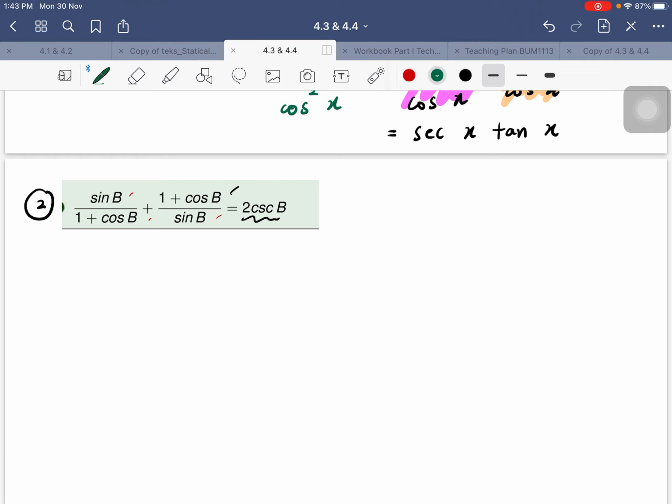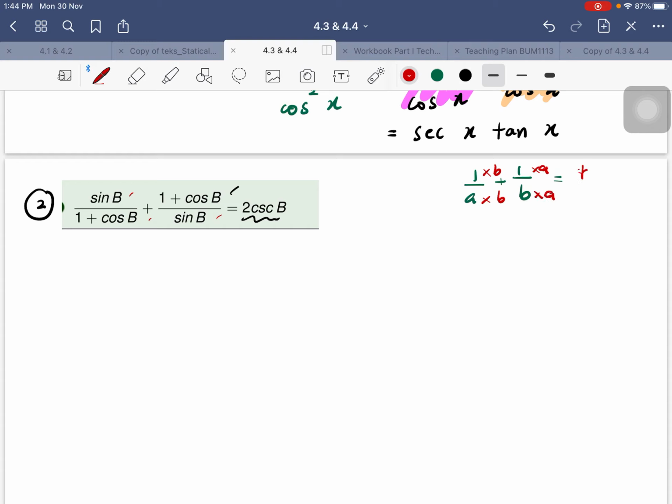Now that I already have everything in terms of sine and cos, I'm going to put the 2 fractions together. The idea is that if I have 1 over a plus 1 over b, how do I actually do the operation? I'm going to multiply this top and bottom by b, and this one I'm going to multiply both top and bottom by a.